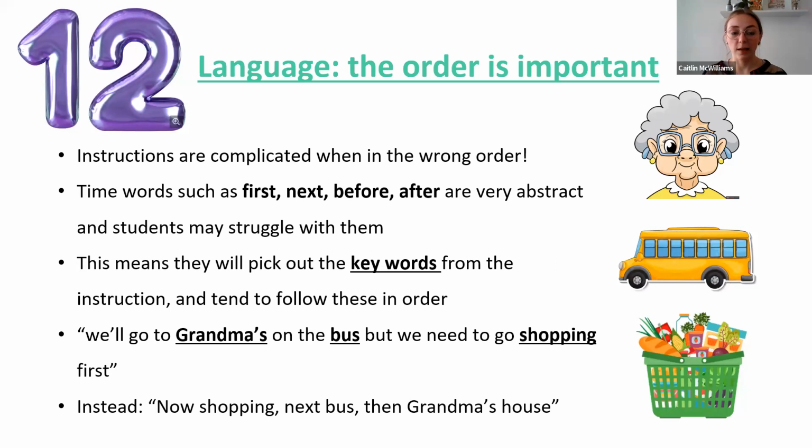So if you said something like, we'll go to grandma's on the bus, but we need to go shopping first, the keywords there are grandma, bus, shopping. You might think that we're going to grandma's house, then we'll go on the bus, and then we'll go shopping. But actually, that's not what you said at all. So can we reframe this statement and say, okay, now shopping, next bus, then grandma's house. That's simplified it right down, and we've put it in the right order of when things are happening. That's going to be a whole load easier to understand.